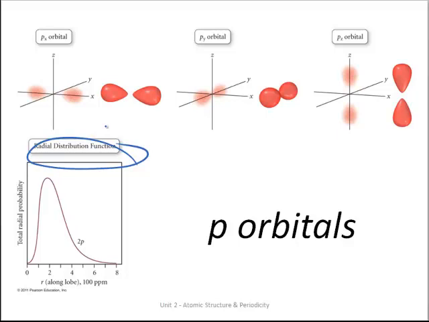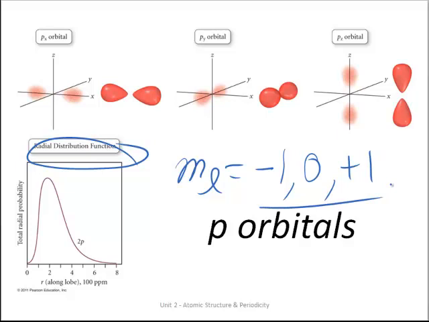And again, what we can see here is information about the m sub l values. Again, they can have any value from negative l to positive l. So for l equals 1, for the p, we have m sub l equals negative 1, 0, or positive 1. And so we can see that there are 3 orbitals. And that gives us information about the geometric position of the orbitals.